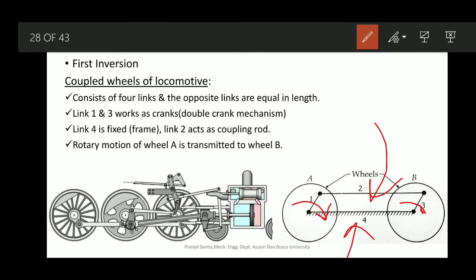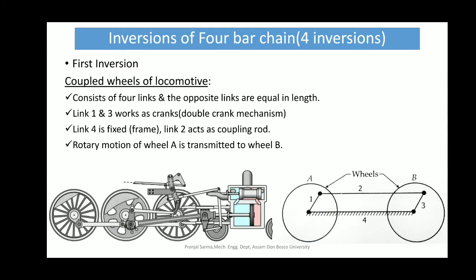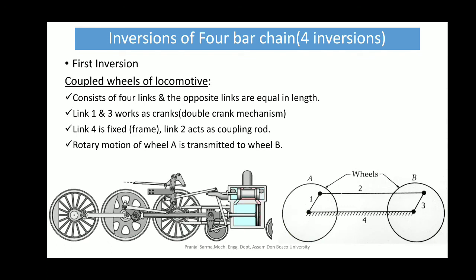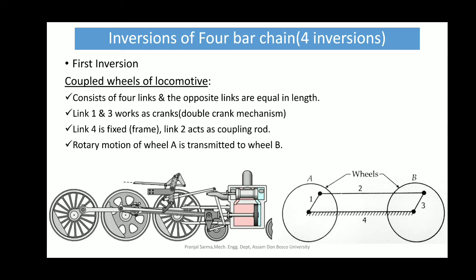Where it is generally used: this particular inversion you might have seen in the railway wheels, as this animation makes evident. You might have seen this kind of arrangement on the engine side, in the locomotive on the railway tracks. The rotary motion of wheel A will be transmitted to wheel B via this coupling. An advantage is that slip is generally minimized; there is less tendency of slip in the coupled wheel. As both the wheels are coupled, it is known as the coupled wheel.